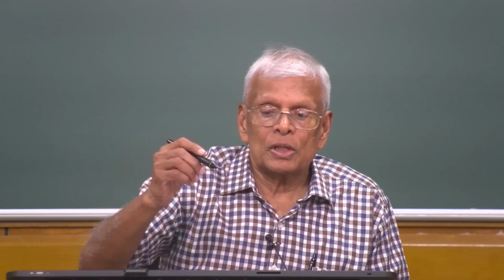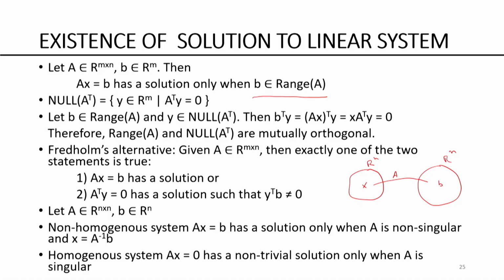So if b lies in the range of A, then there exists an x such that I can express b is equal to A of x. Are you all with me now? That's the idea.